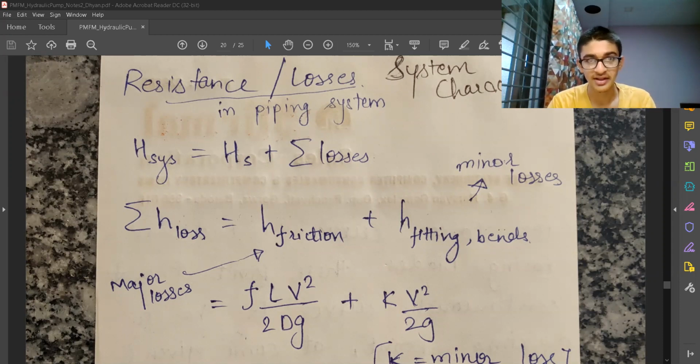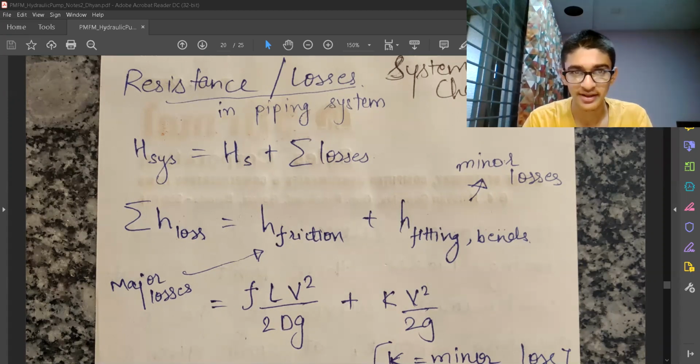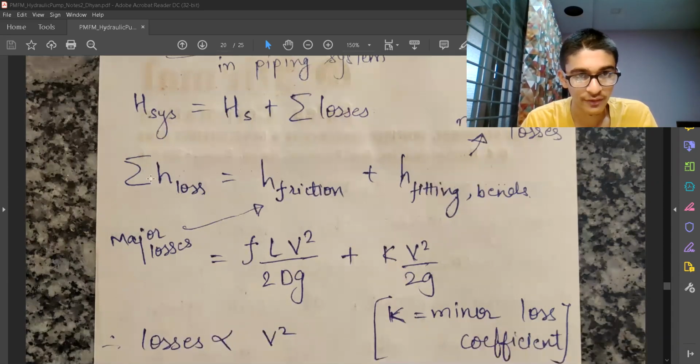But you must remember these are the losses or energy losses other than what's happening inside the pump. These are the things which are outside the pump, but they're involved inside the piping system. That's the main thing. So H system is equal to H static plus the summation of losses. This was the equation we derived earlier, the summation of H losses. So loss in the head are because of friction and fitting bends. So the friction accounts for the major losses.